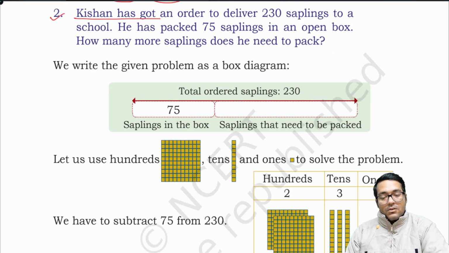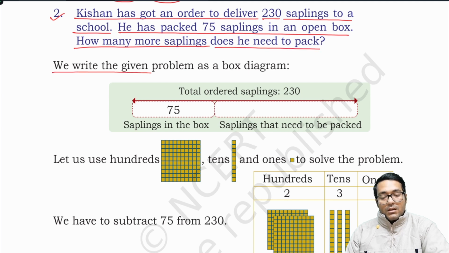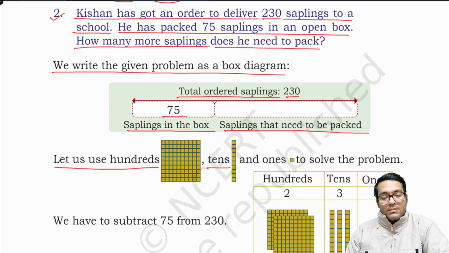2. Kishan has got an order to deliver 230 saplings to a school. He has packed 75 saplings in an open box. How many more saplings does he need to pack? We write the given problem as a box diagram. Total ordered saplings 230, saplings in the box 75, saplings that need to be packed blank. Let us use hundreds, tens and ones to solve the problem.